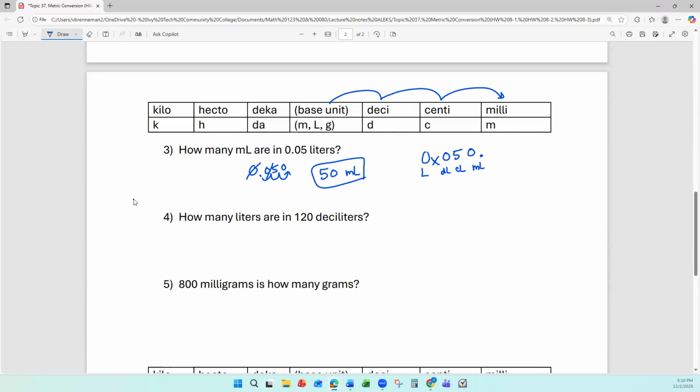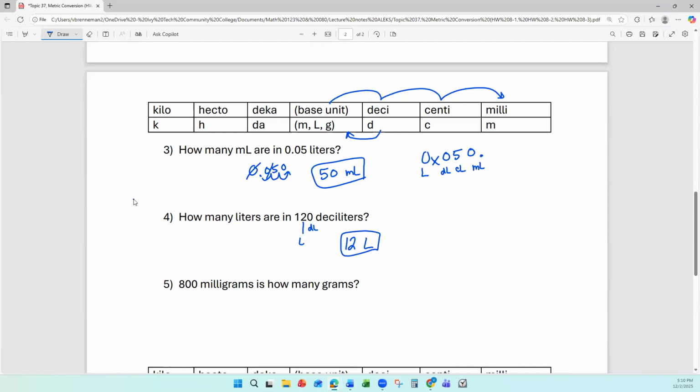How many liters are in 120 deciliters? So this is the deciliters, and we're going to just the plain liters. That is 1 place to the left. And so that would be 12 liters.